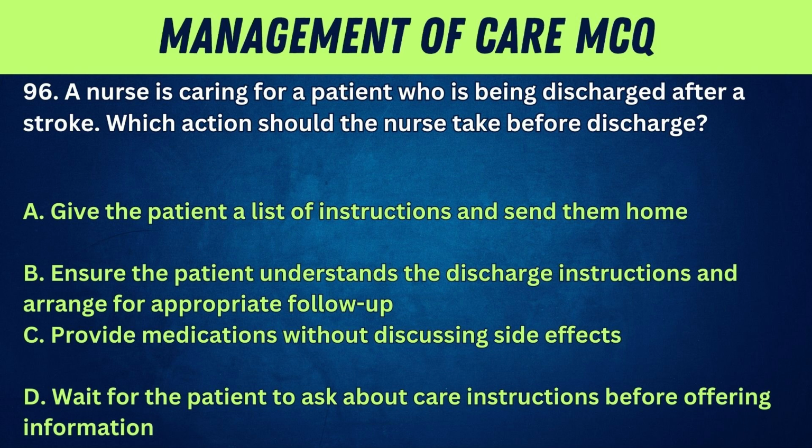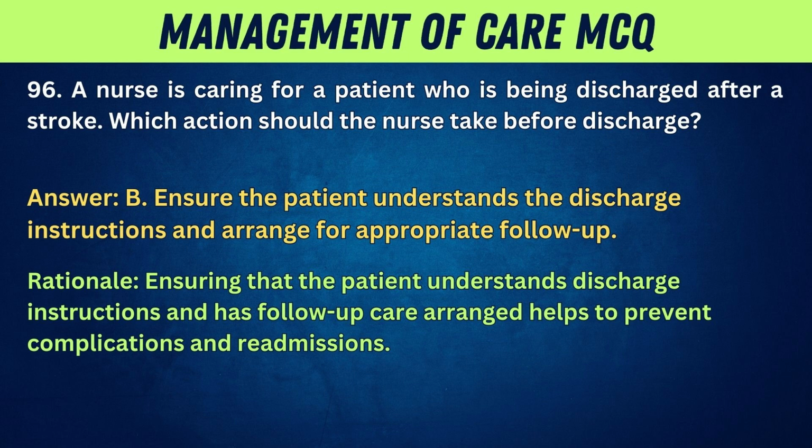B. Ensure the patient understands the discharge instructions and arrange for appropriate follow-up. C. Provide medications without discussing side effects. D. Wait for the patient to ask about care instructions before offering information. Answer. B. Ensure the patient understands the discharge instructions and arrange for appropriate follow-up. Rationale. Ensuring that the patient understands discharge instructions and has follow-up care arranged helps to prevent complications and readmissions.